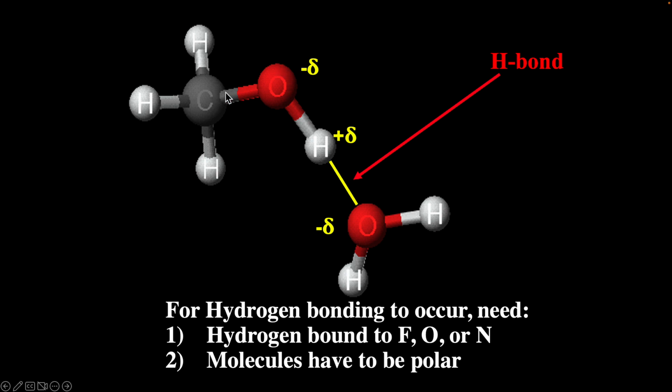Here we have methanol and water. This hydrogen is bound to oxygen. Both molecules are polar, and there's an attraction between the hydrogen and the water molecule. Again, often we'll use a line or a dashed line to represent the hydrogen bond, but it is not a covalent bond.